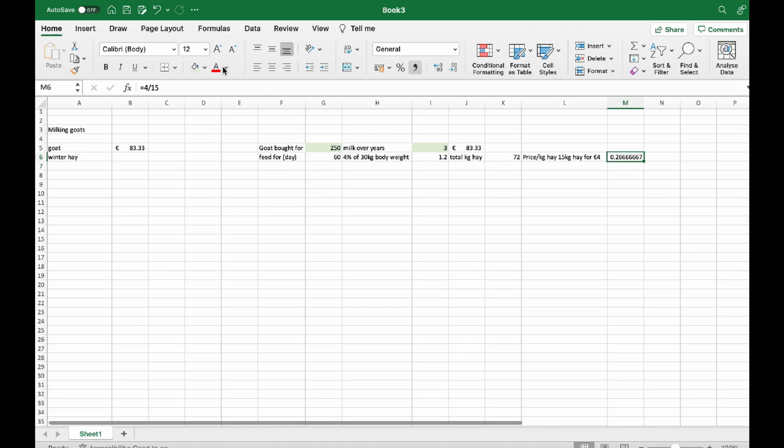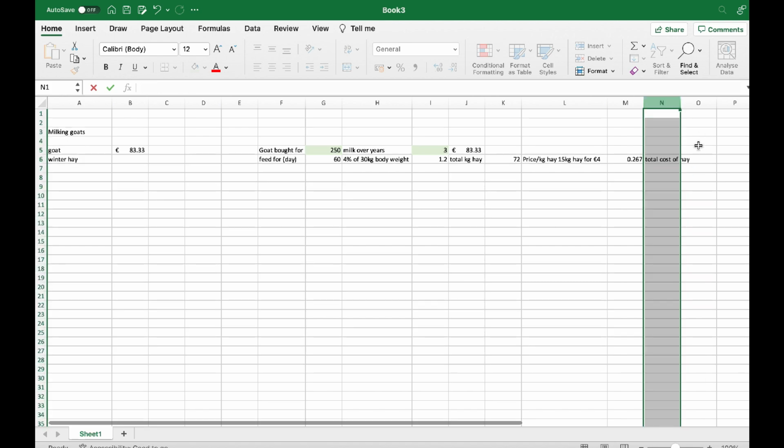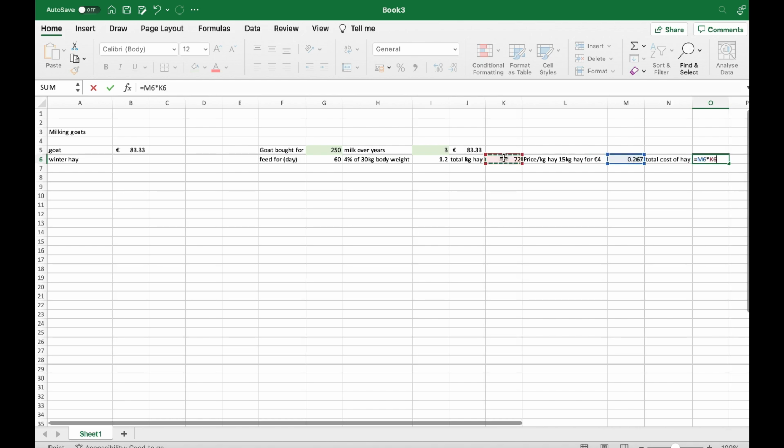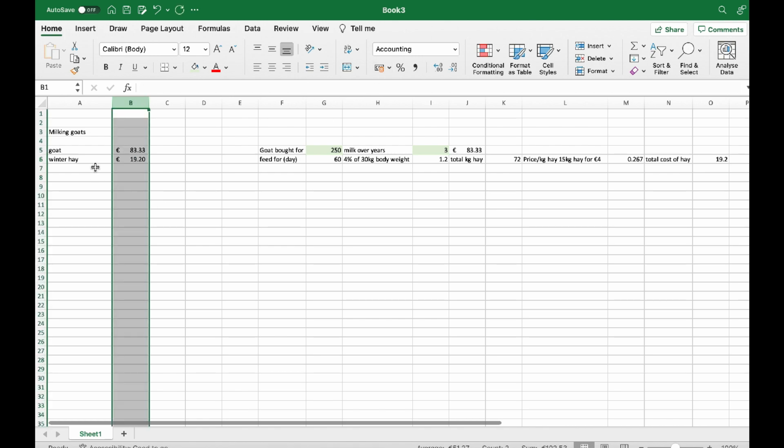And I'd like to tidy this up. It was 0.267. So total cost of hay is going to equal the price per kilo multiplied by the number of kilos they're going to eat. Around €20, is it? 19.20. So I'm going to make hay equal to this. And let's make all these the value of, okay. And now we're off. That's pretty much the only cost.